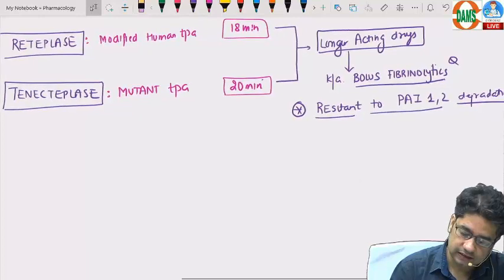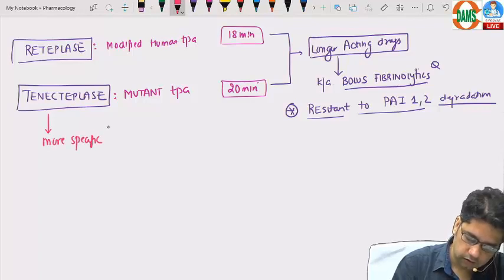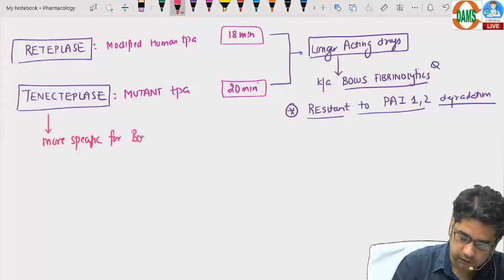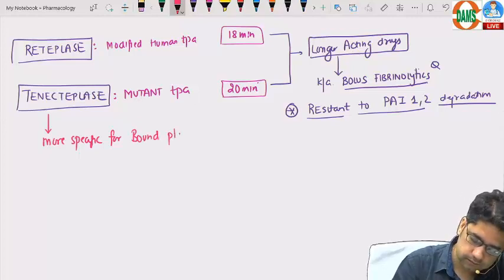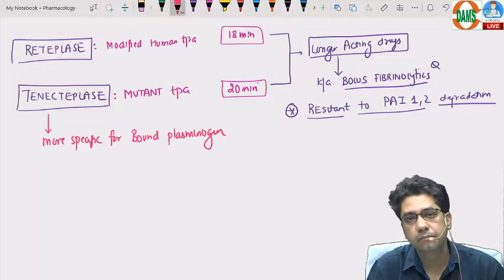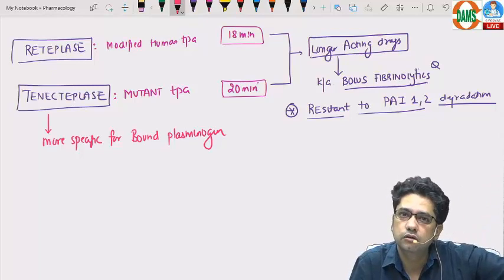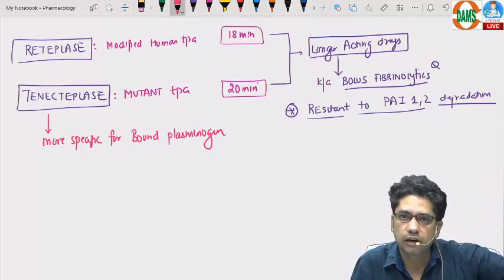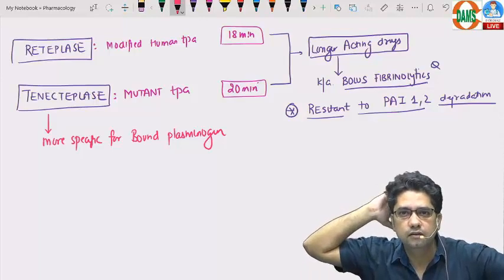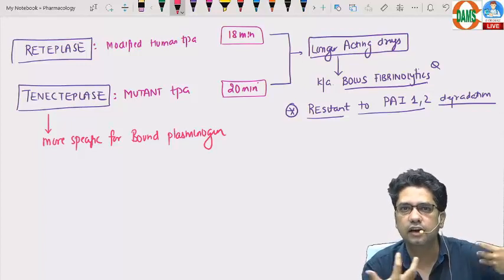Last point you will write is that tenecteplase is more specific for bound plasminogen. Don't you think it's a good thing? All other fibrinolytics activate bound plasminogen as well as free plasminogen. Sir, what does this mean? Free plasminogen is somewhere else, in the brain, and bound plasminogen is in the heart. We have to remove the bound plasminogen so that the coronary arteries open.